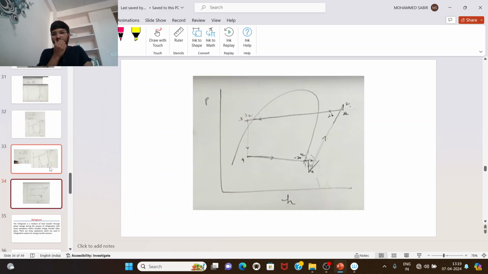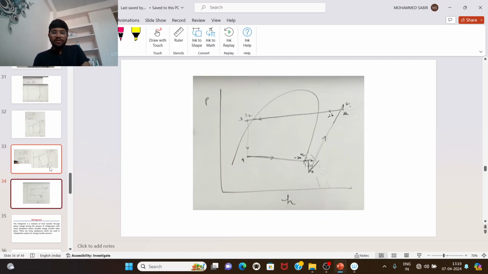In this session, we are going to discuss the actual vapor compression cycle. First, you have to understand the ideal vapor compression cycle. Then we look into the actual vapor compression cycle. What basically happens? We have a state one.